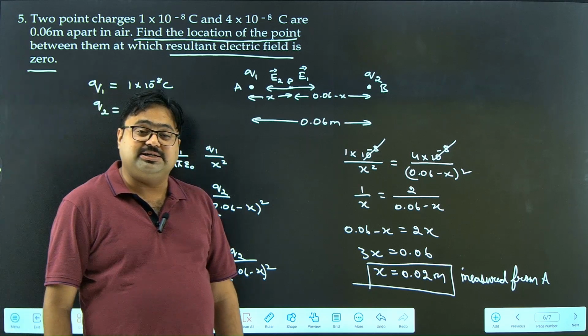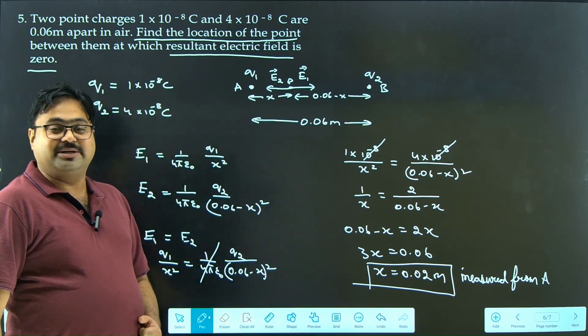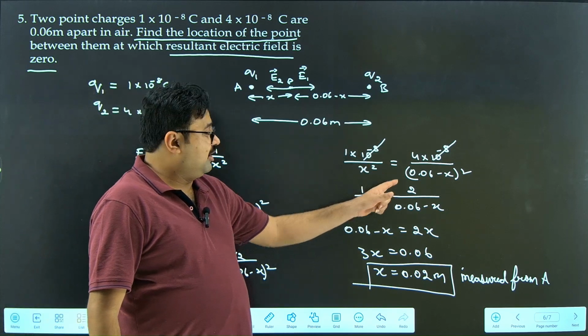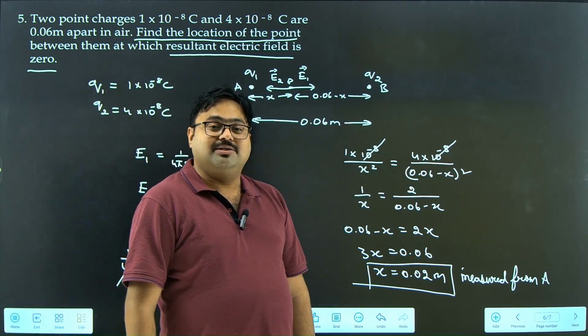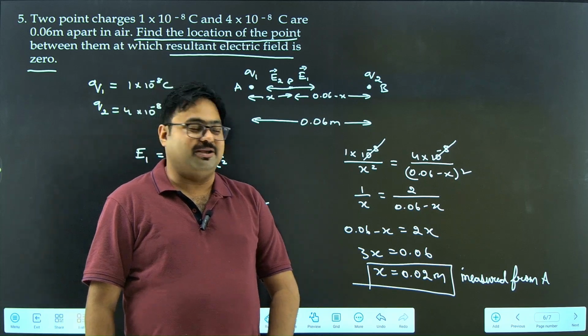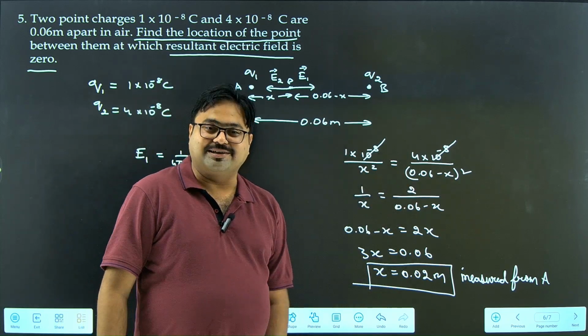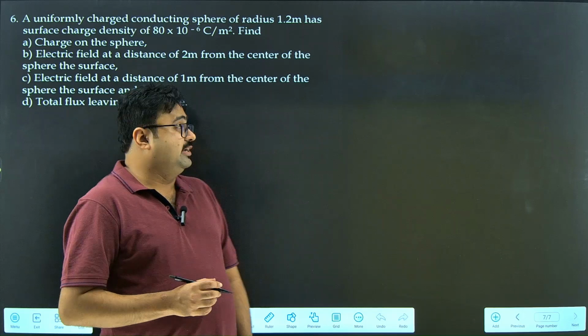It's an important question for the board exam. It's a very simple question, but if you make a mistake of expanding this as A minus B the whole square, that will consume a lot of time. Make sure you take the root right here. So let us look at the sixth question.